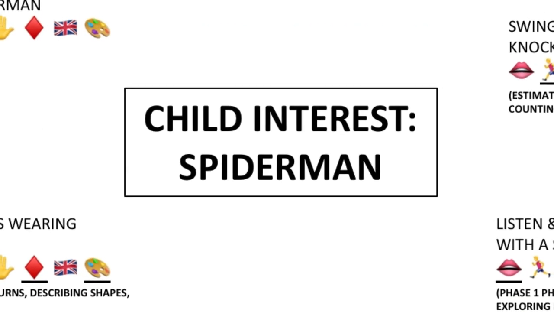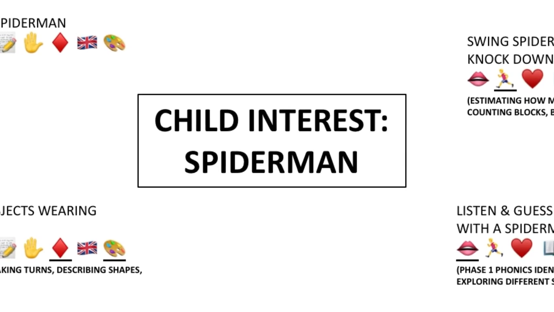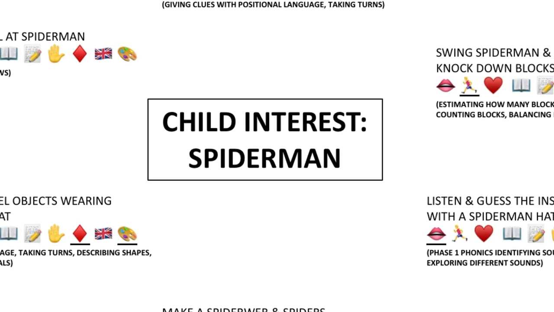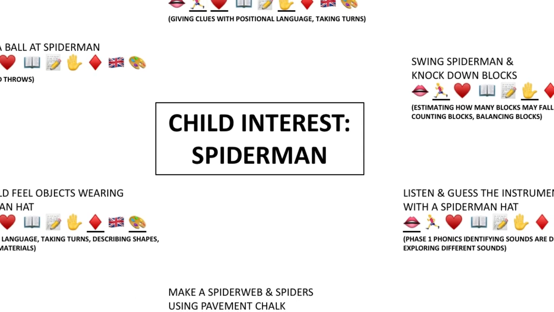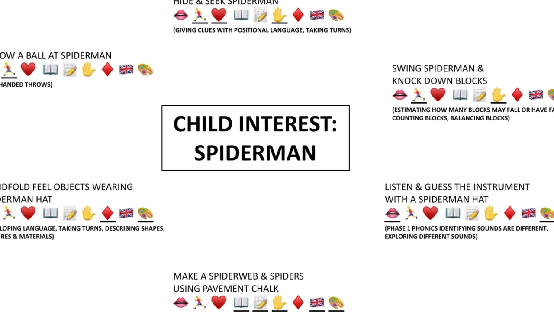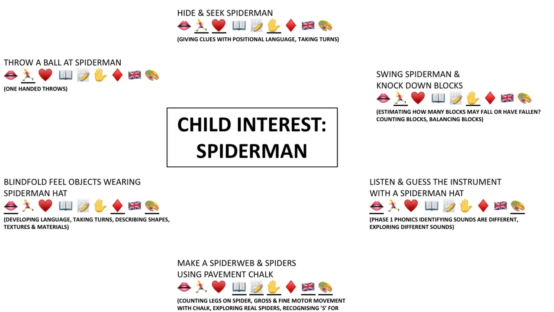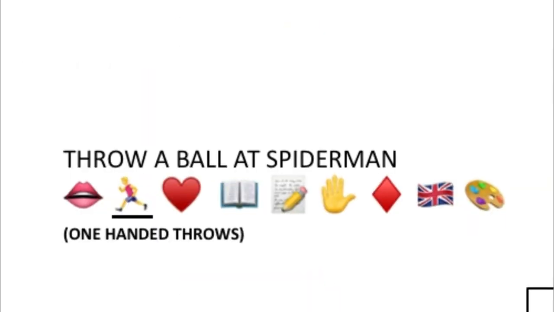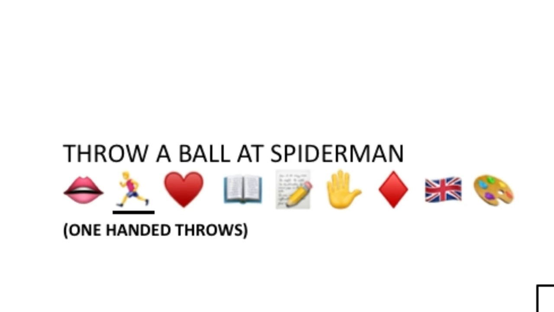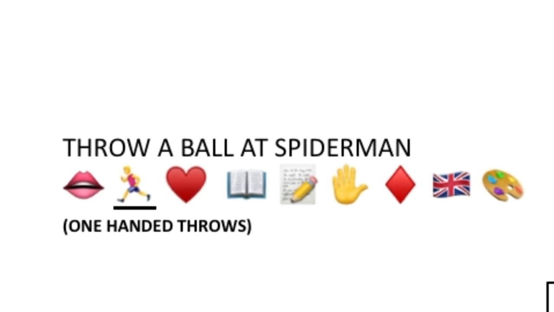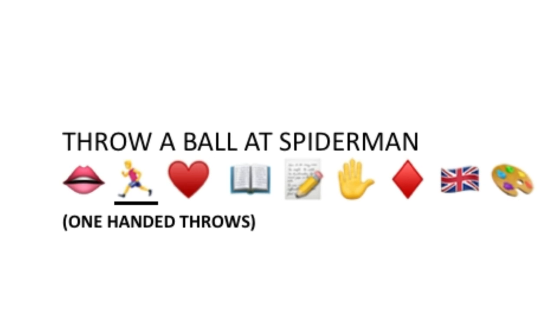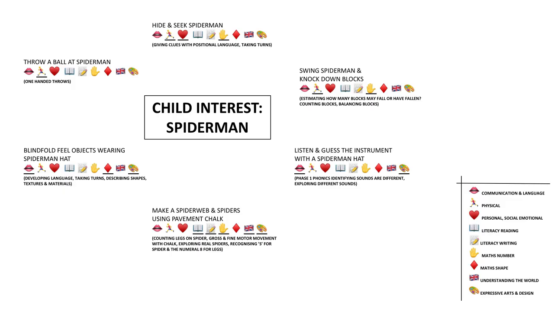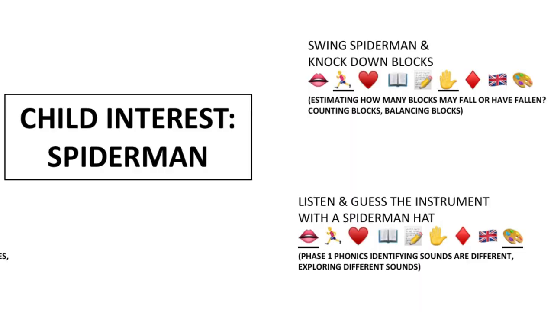Once I know where I want the children to get to in different areas, I can now look back at Spider-Man as their interest and think about what activities will engage them for the longest. You can see here, throwing a ball at Spider-Man, and then underneath that, it's just underlined with the physical. And then from there, I might make notes to help anyone who's teaching it. It's minimal, it's quick, it's focused. You could always add more children, and there might be notes about children having different objectives within the same activity.